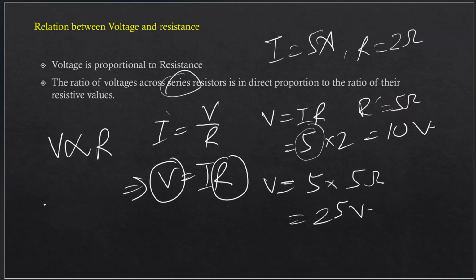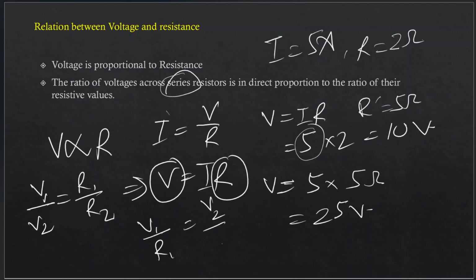Now this statement is also expressed with an equation like this: V1 over V2 is equal to R1 over R2. Now you can also rearrange this and write V1 over R1 is equal to V2 over R2. This is actually how I keep it in mind. It's easier for me, like V1 over R1 and V2 over R2. Anyways, you can memorize it however you want. Now let's move on to the voltage divider law.